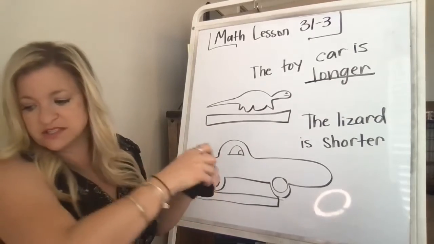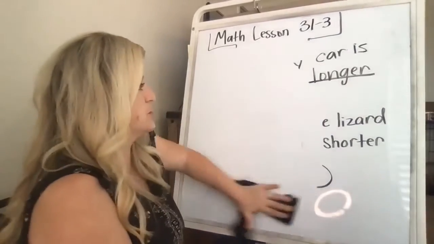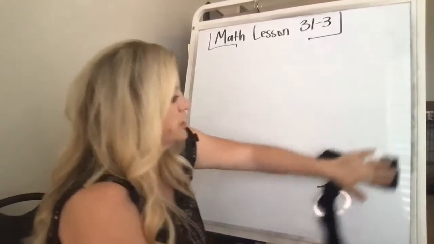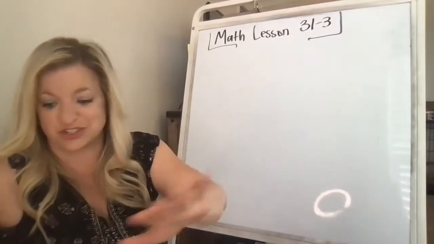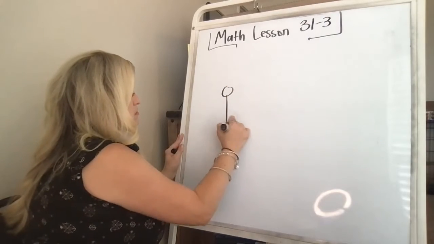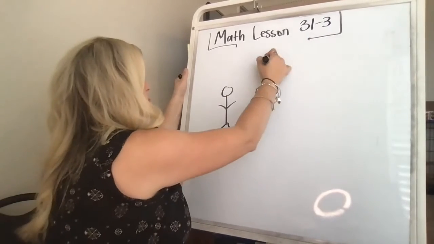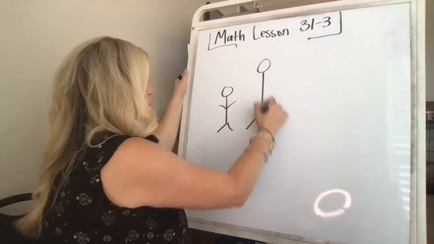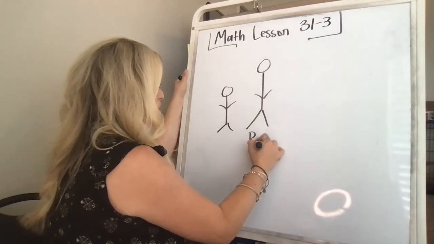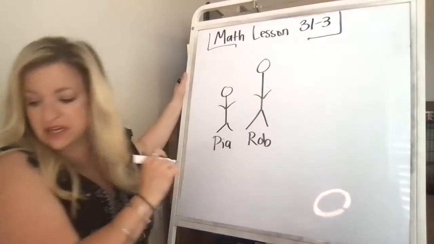Number 5, Rob is taller than Pia. These ones I think are great to draw just if you need to get your brain wrapped around them to understand. There's nothing wrong with that. So I have Rob. And then I also have Rob is taller than Pia. So here's Rob. We'll say this is Rob because he's taller. And this is Pia, and I'm drawing it. So Rob is taller than Pia.